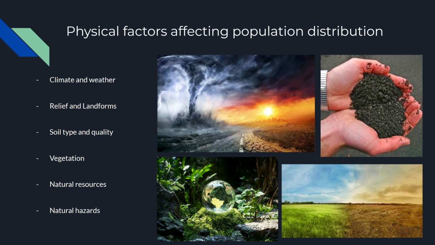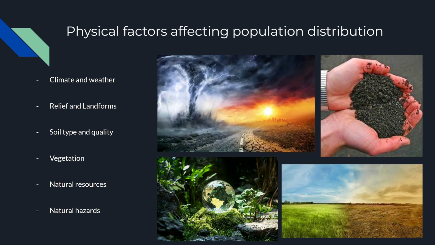Relief and landform. So the shape and the elevation of land affects accessibility, soil quality, and natural hazards of an area. Of course, it's going to be hard for people to live in areas with mountains, because the climate is cold, dry, not very good for agriculture, not very flat. Yeah, so it's going to have a low population density.